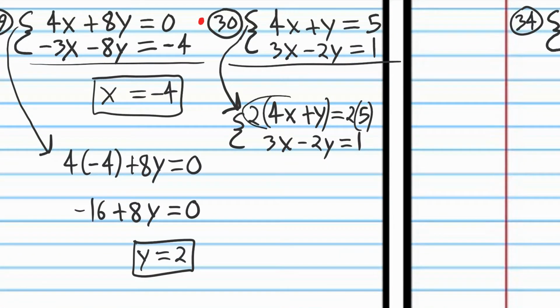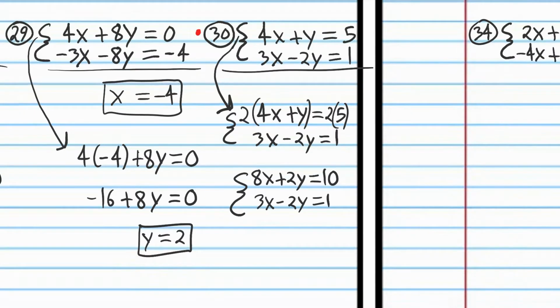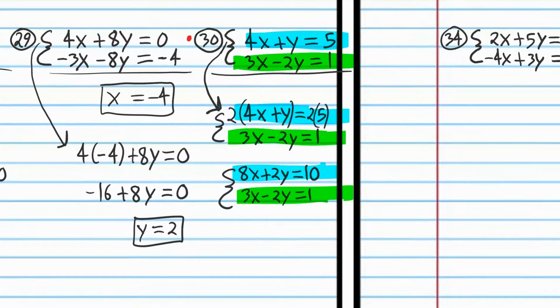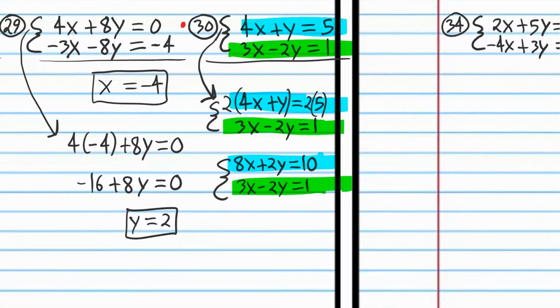So now I'm going to use the distribution property, and I get 8x plus 2y equals 10. And I'm going to rewrite the bottom equation. Again, the bottom equation didn't change, but the top equation changed because I multiplied both sides by 2 and I had to use the distribution property. 2 times 4x is 8x. 2 times y is 2y.